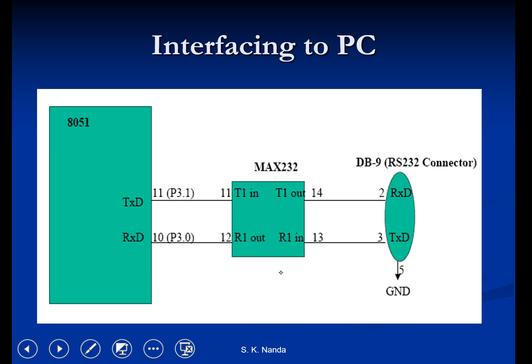An important parameter that is considered while interfacing the serial port is the baud rate. What is baud rate? It is the speed at which data is transmitted serially. It is defined as the number of bits transmitted or received per second, generally expressed in bits per second. The 8051 microcontroller can be set to transfer and receive serial data at different baud rates using software instructions.